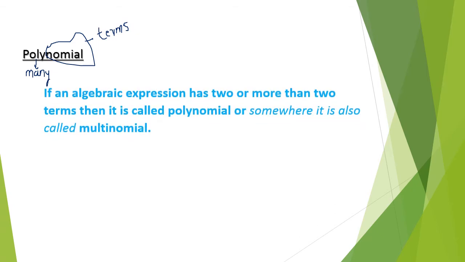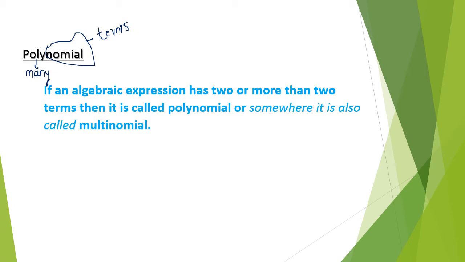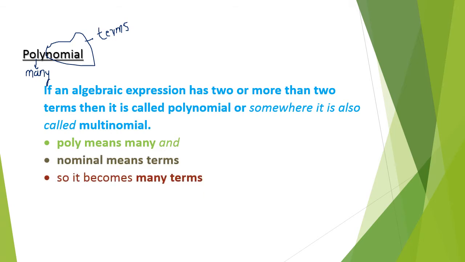Let's see the definition. If an algebraic expression has two or more than two terms, then it is called a polynomial, or somewhere it is also written as multinomial. An algebraic expression having many terms is called a polynomial. You can see poly means many and nomial means terms, or you can say name, so it becomes many terms. Polynomial is also important.